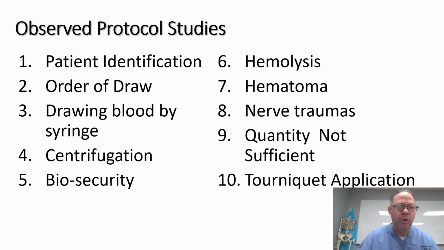All right? So, centrifugation, biosecurity, creating hemolysis, hematoma, damaging nerves, obtaining insufficient quantity, the tourniquet, wrong application of the tourniquet, okay? En esto, que es el torniquete, okay? En mi país hay lugares que ni torniquete hay, lo que cogen es el guante, o cogen el tubito del suero para apretar, okay?